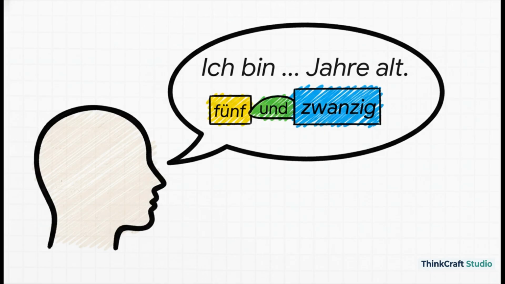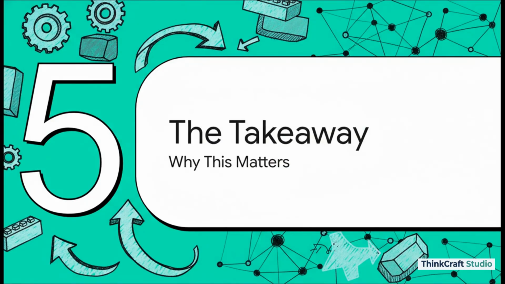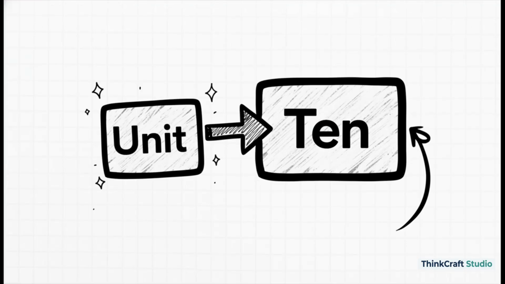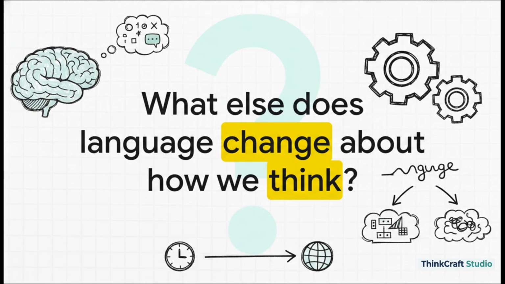So let's kind of zoom out for a second and boil this all down. What's the single most important thing you need to remember from all of this? It's honestly this simple. It's not really backwards, it's just a different order. For any number between 21 and 99, you just say the small number first. That's it. That's the entire secret. Unit before the 10.